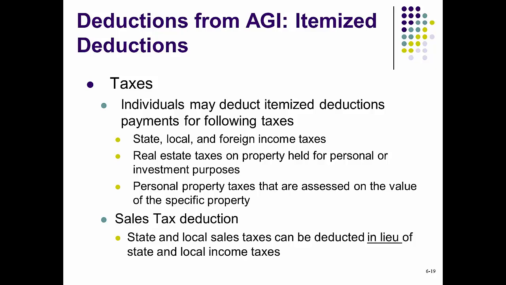Number 2, real estate taxes on property held for personal or investment purposes. Number 3, personal property taxes that are assessed on the value, not weight, of the property. These taxes are part of the itemized deduction. For example, the registration fee you pay for your automobile. Some states collect this amount partly based on weight and partly based on value. For the portion that is based on value, you can take it as an itemized deduction.